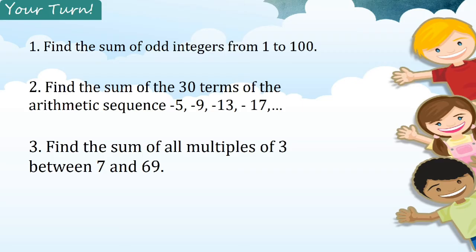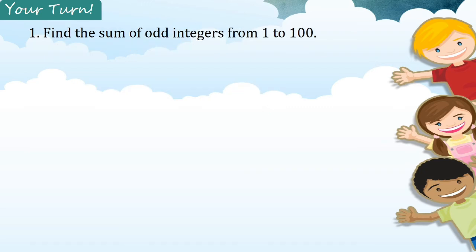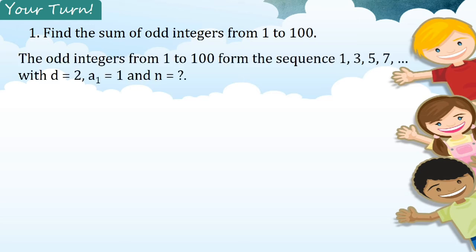You can pause the video and try to answer this one. So let's check. For number 1, find the sum of odd integers from 1 to 100. So the odd integers from 1 to 100 form the sequence 1, 3, 5, 7, and so on. So here, our common difference is 2, since 3 minus 1 is 2, 5 minus 3 is 2, 7 minus 5 is 2. So our common difference is 2. First term is 1. And in this problem, it's obvious na there are 50 odd integers lang. Okay, may 50 odd integers lang tayo from 1 to 100.